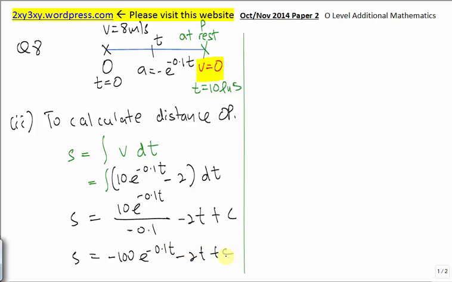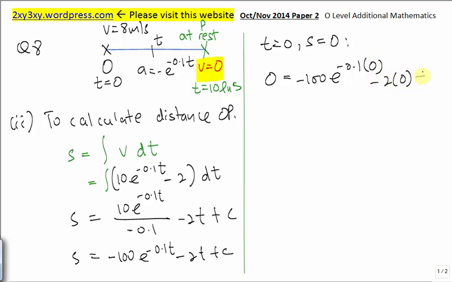Now again, we have to find the value of c. So we make use of this information here. When t is 0, the displacement from O is also 0. So from here we substitute t is 0, s is 0 to find the value of c. So s is 0, -100e^(-0.1×0) - 2×0 + c. Be careful, e to the power of 0 will give you a 1. So this is -100 times 1, so bring over the 100. So this is 0. So c is 100.